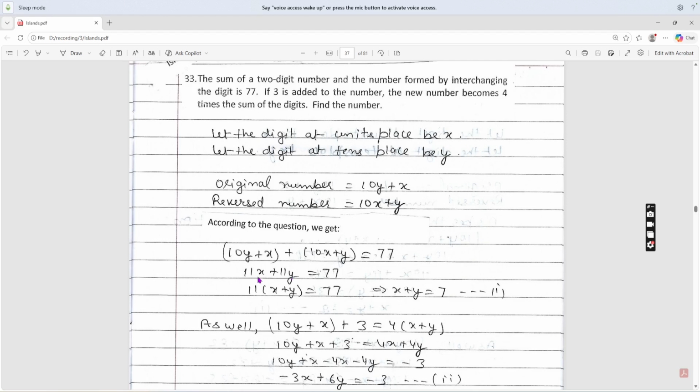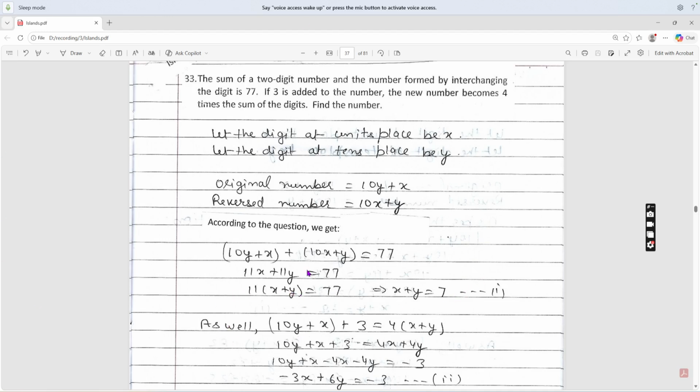10y plus y is 11y, x plus 10x is 11x. So 11x plus 11y is equal to 77. Now we are going to take 11 common from the LHS. Then we are left with (x plus y) into 11 is equal to 77. So x plus y is equal to 77 upon 11, that is equal to 7.